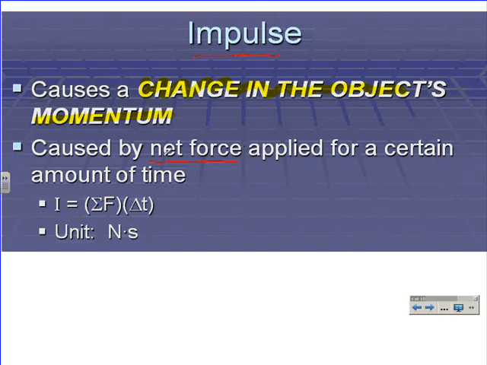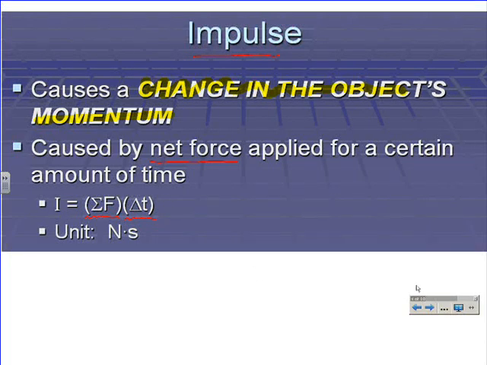Net force applied for a certain amount of time. So now we take into account how hard we are pushing or pulling, the net force, and then how long we will be pushing or pulling, because that is going to have an effect on how much the motion of that object actually changes.